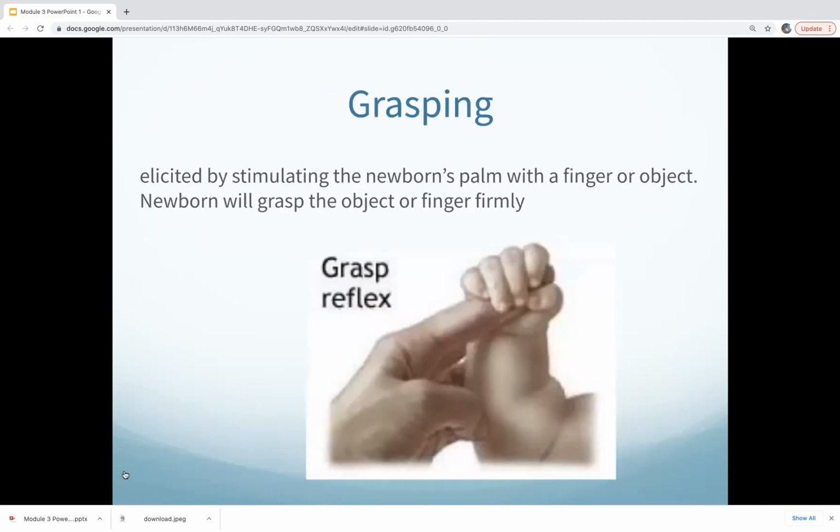Grasping. They're like, oh, they're holding my hand. It's so cute. So grasping is elicited when you stimulate the newborn's palm with a finger or an object, and they reflexively just grab that finger.